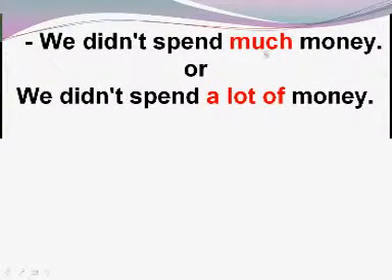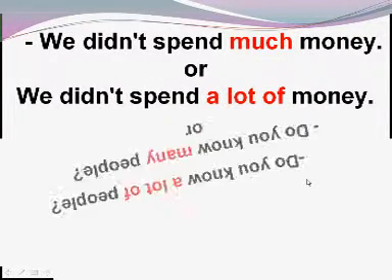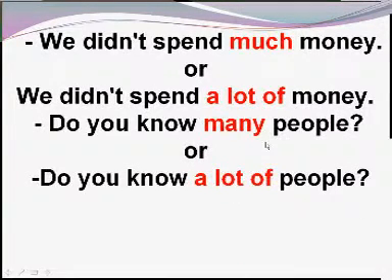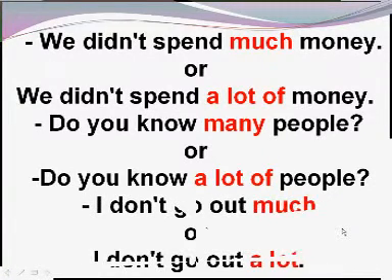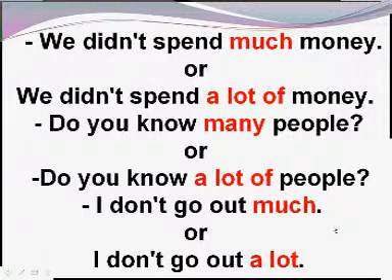Like, for example, we didn't spend much money. We didn't spend much money, or we didn't spend a lot of money. Both sentences are correct. Do you know many people? Or do you know a lot of people? Again, both sentences are accepted and are correct. I don't go out much. Or I don't go out a lot. So again, these two forms are both accepted.